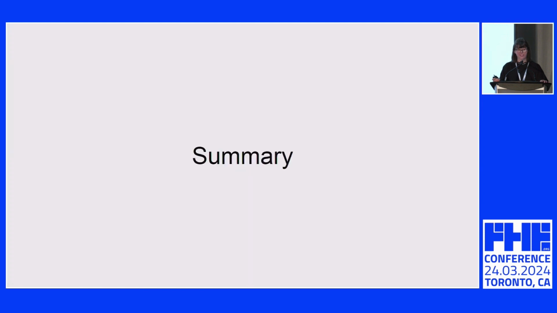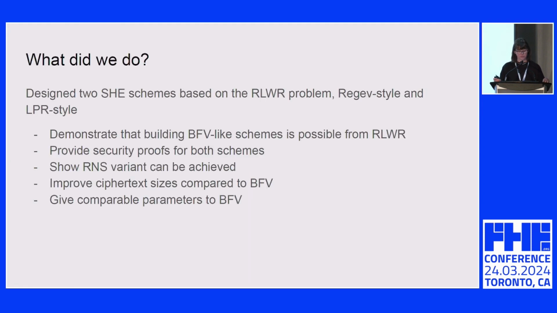Great. So now quickly to summarize. What we did is we designed 2 somewhat homomorphic encryption schemes based on the ring learning with rounding problem. This is the RegEv style and the LPR style. We've demonstrated that building BFV-like schemes is possible from ring learning with rounding, which was not previously thought so. That's why people were going via GSW. We also provide security proofs for both schemes.